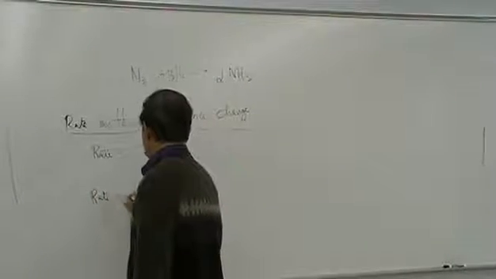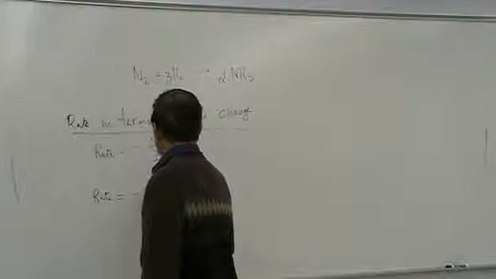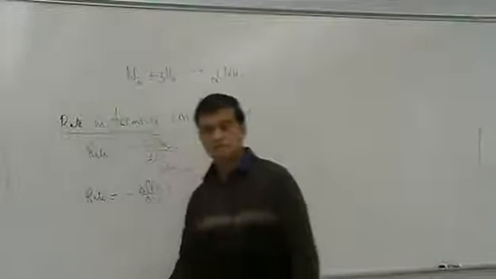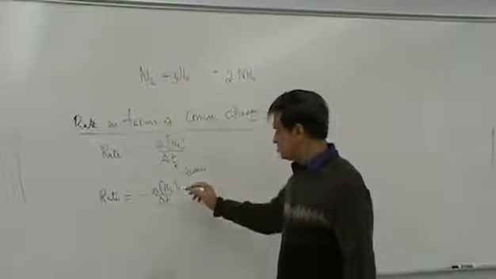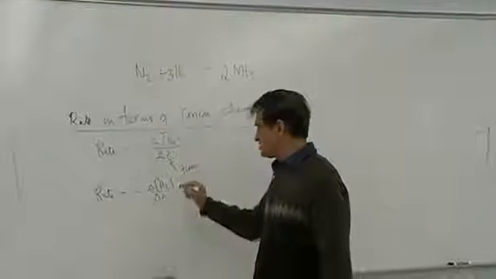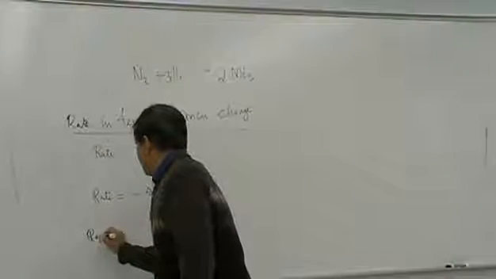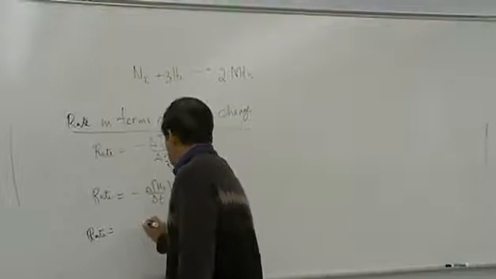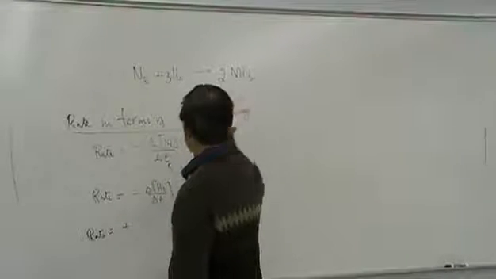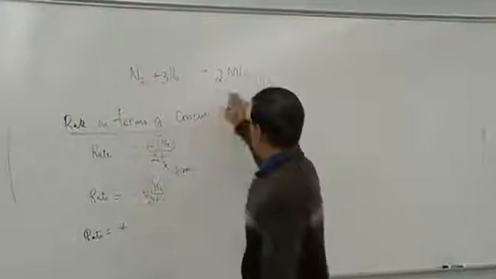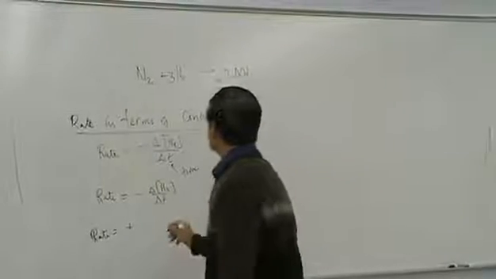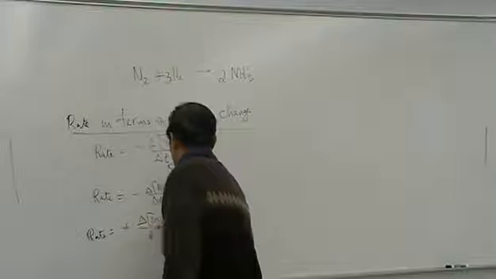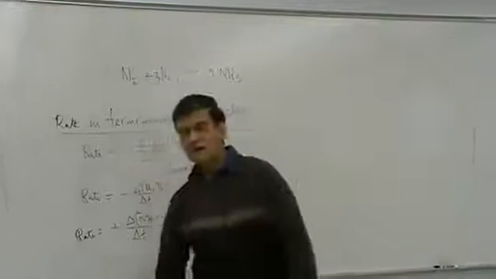I can also write down rate in terms of concentration change of hydrogen. So change in concentration of hydrogen per unit time. Or I can also write down rate in terms of concentration change of ammonia. This time it will be positive because it's being formed. That means as time goes on, this is going to increase, not decrease. NH3 over delta T. So I wrote down 3 rates.